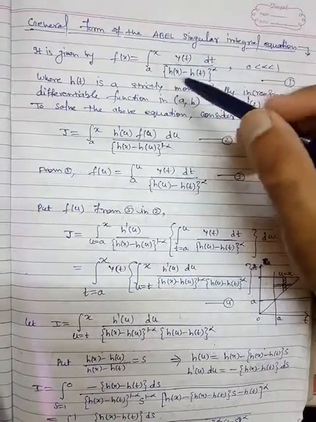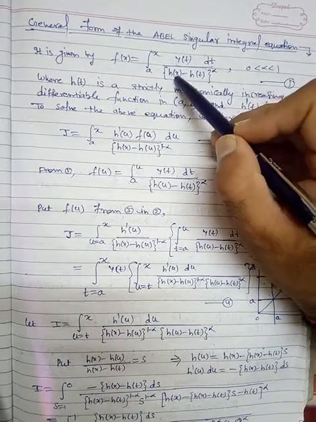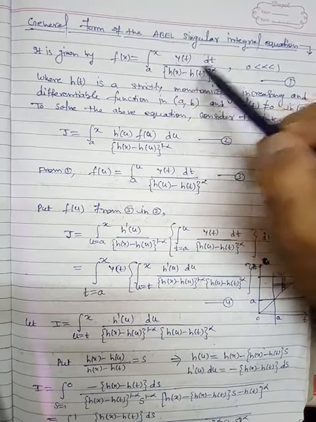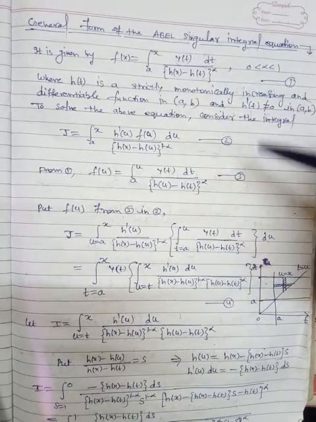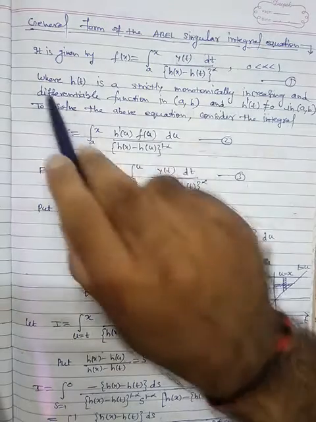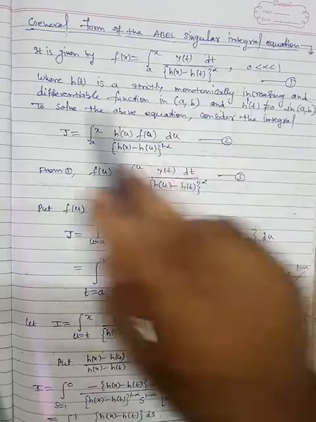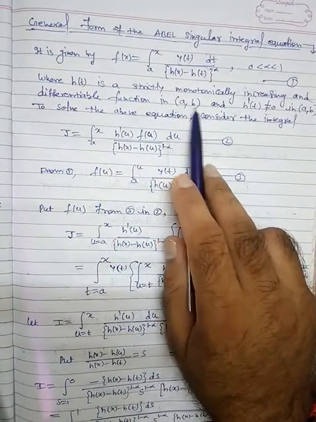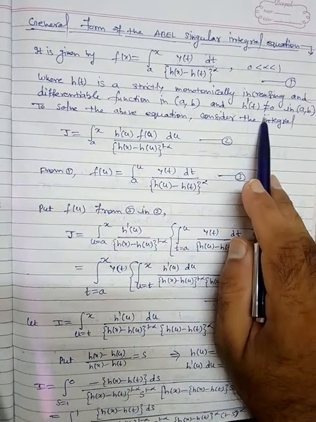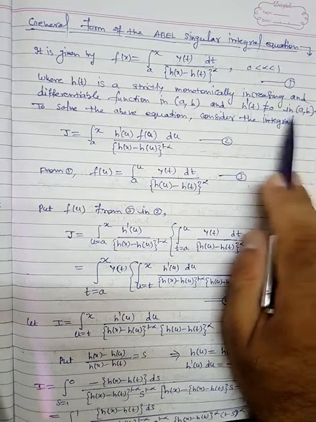In the previous form we took h(x) as the linear function x, so this will be x, this will be t, so x minus t. But here we have h(x) and h(t). This is the only difference, and it is more general than the previous case. The important thing here is that h(t) is a strictly monotonically increasing and differentiable function in the open interval (a, b), and h'(t) is non-zero in the open interval (a, b).